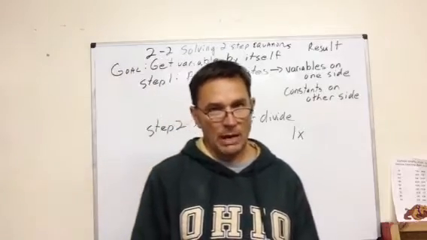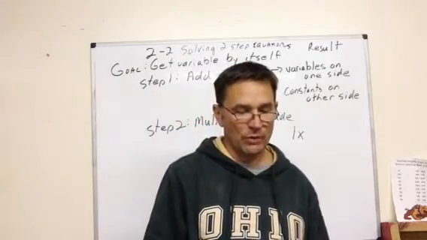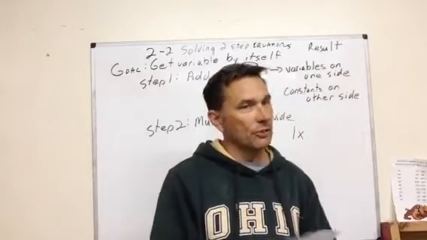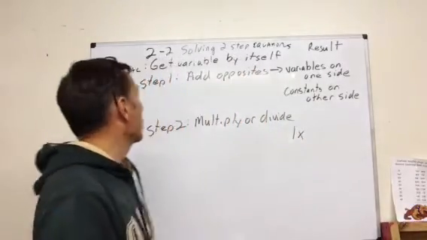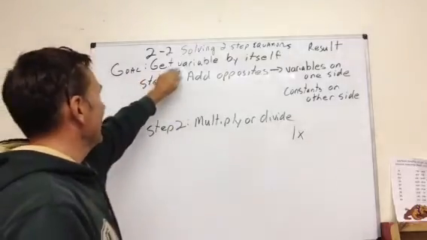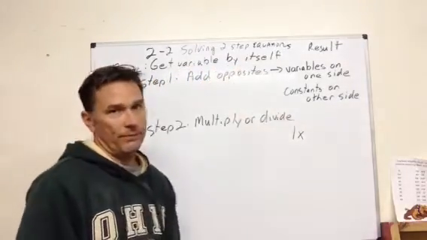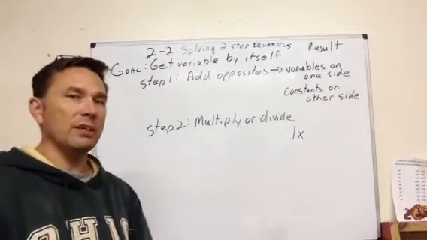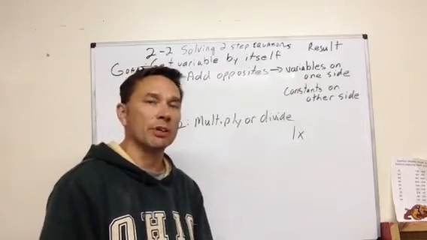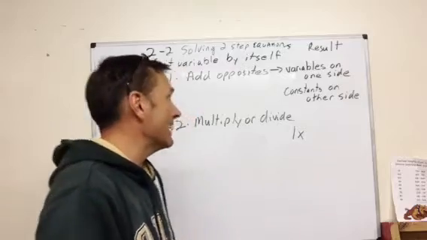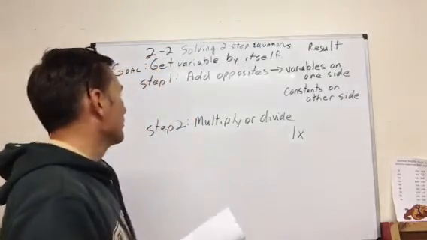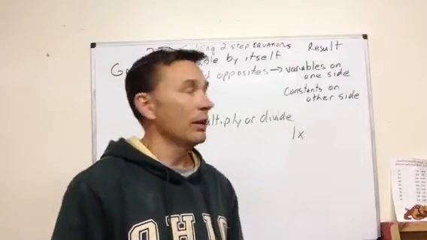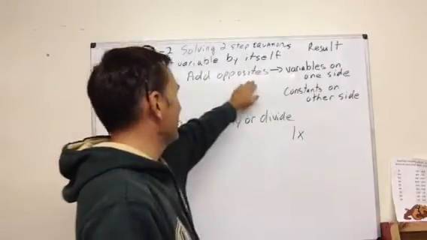We are talking about section 2-2, solving two-step equations. Now, very similar to our one-step equation, our goal remains the same. Get the variable by itself. So x equals something, n equals something, t equals something. Whatever our variable is, whatever the letter is, we want to get it by itself. So the first step is, if there's anything being added or subtracted, this is where we want to add opposites.